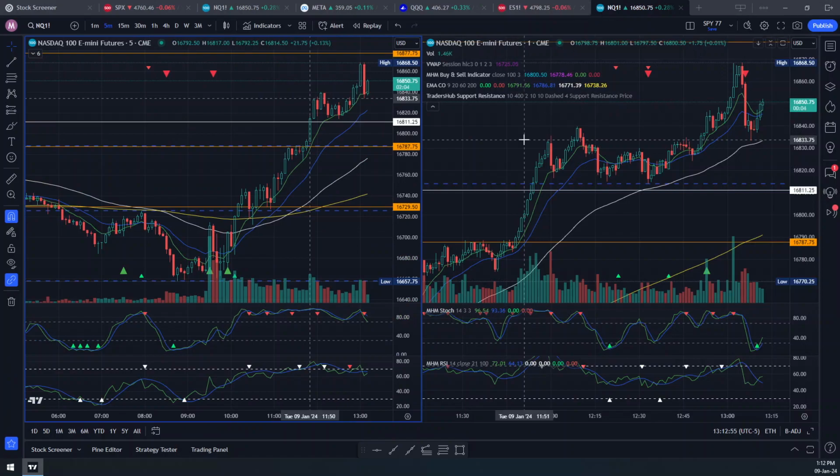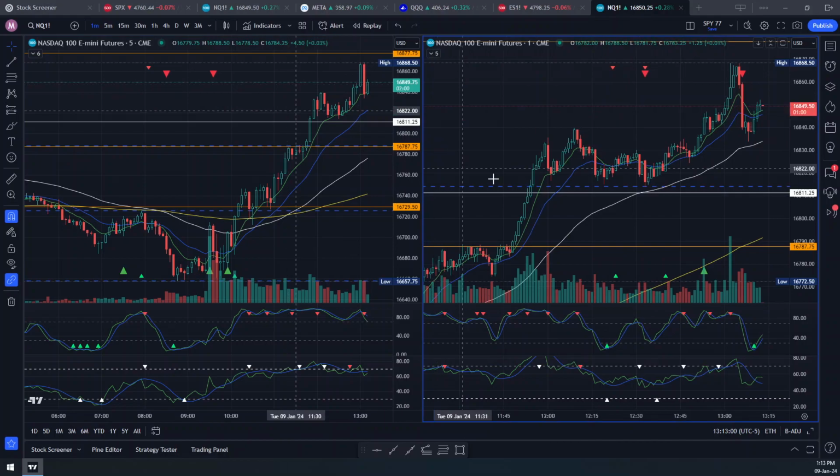Alright, we have an NQ chart. Tell me. Just a single one, not multiple ones.